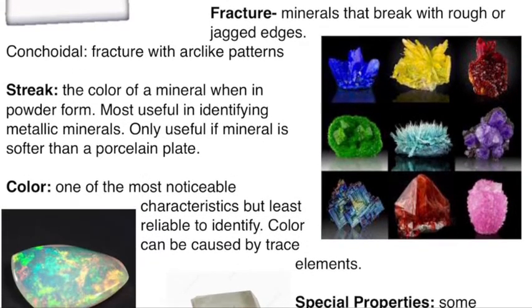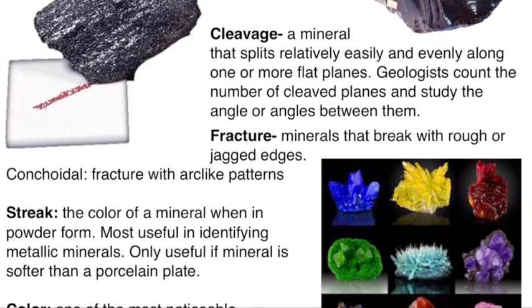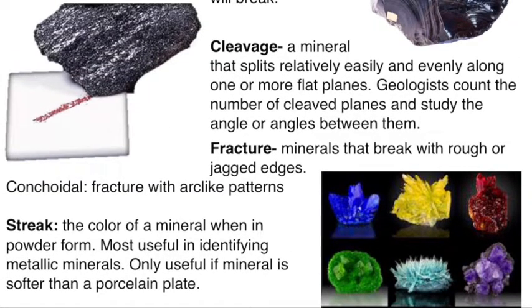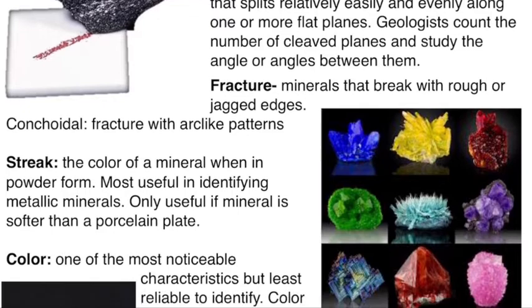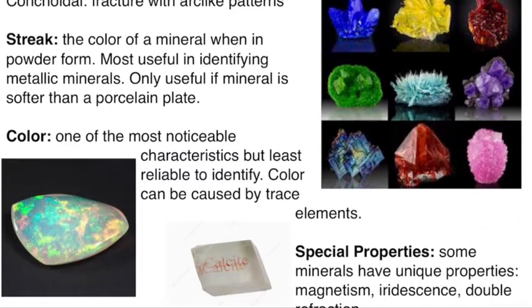Streak is when you scratch a rock on, this is a streak test picture here on the left, where you scratch a rock on a piece of porcelain, and it basically crushes that rock into powder, and then you're looking at the color of the powder. Because color, even though color is possible for identifying a rock, sometimes the outside of a rock will have a chemical reaction with the air and change color. So the outside of a rock is a different color than the inside of a rock.